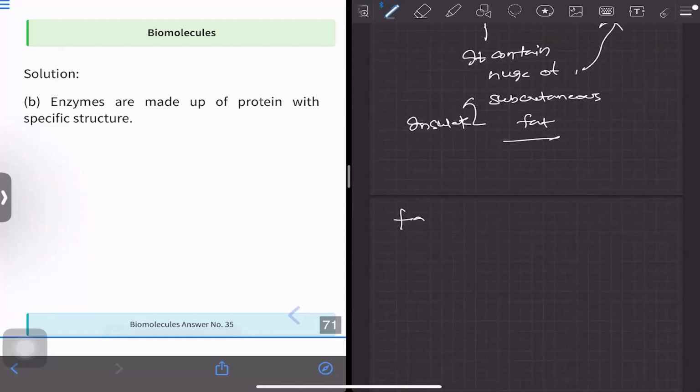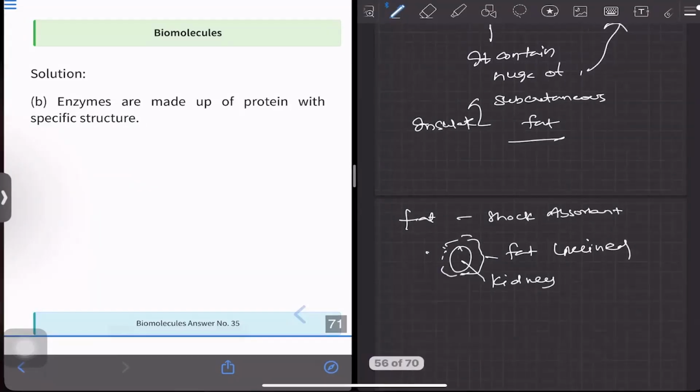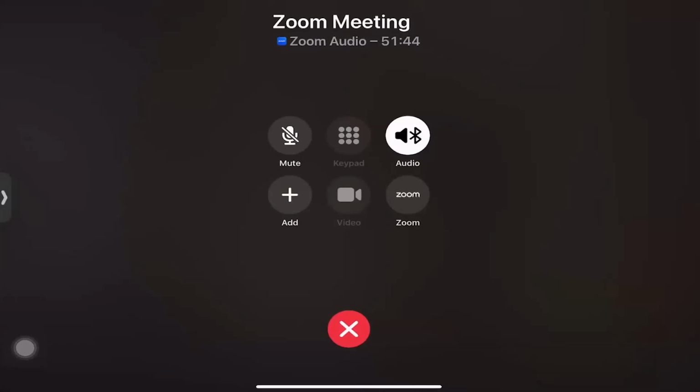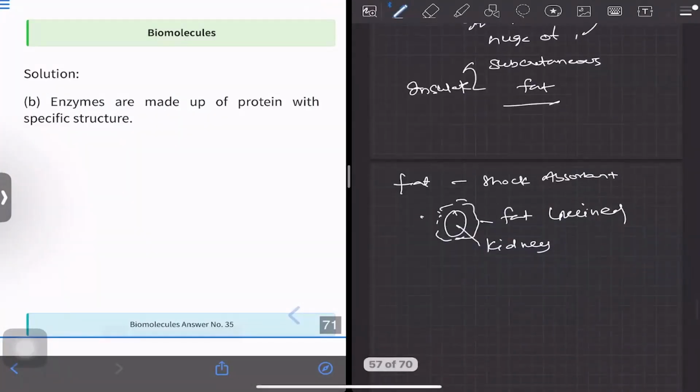Fat also acts as a shock absorbent. Around every organ, we can see some fat. For example, around the kidney, we can see perirenal fat. Around the stomach, we can see some mesentery. In case of the kidney, it is surrounded by perirenal fat.